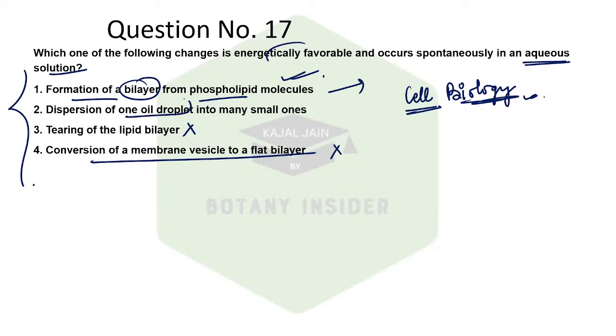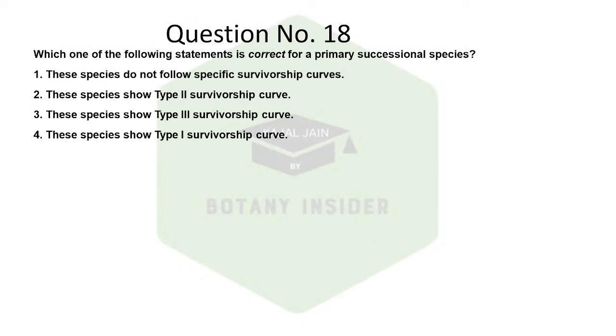Then dispersion of one oil droplet into many. No, this is also not possible because in the aqueous solution, the oil droplet is immiscible. So it will try to stay in close association. So they'll try to stay as bigger oil droplets, right? That's why B, C, D, all three are incorrect. Answer is option number 1, right? I hope the question is clear.